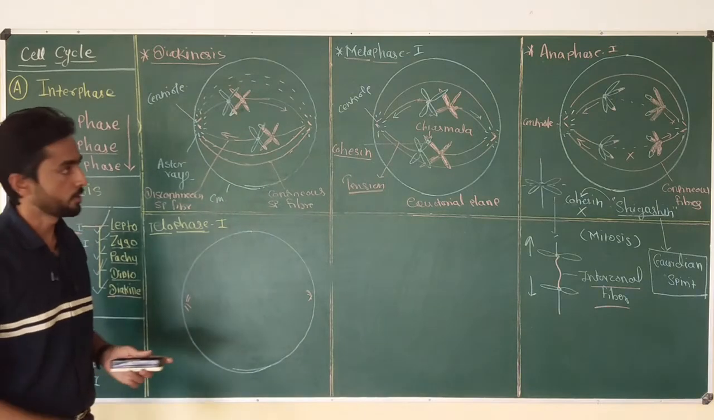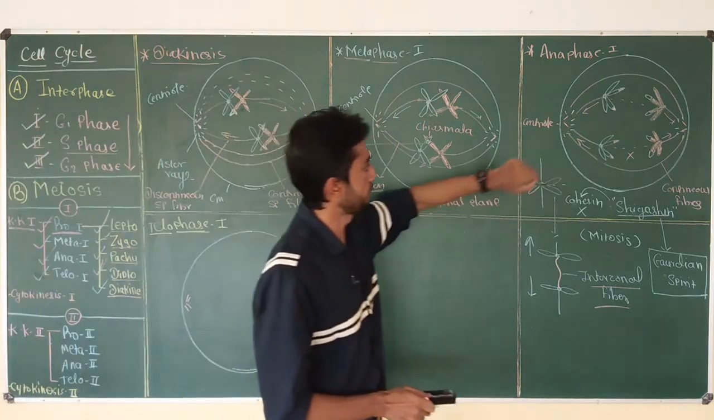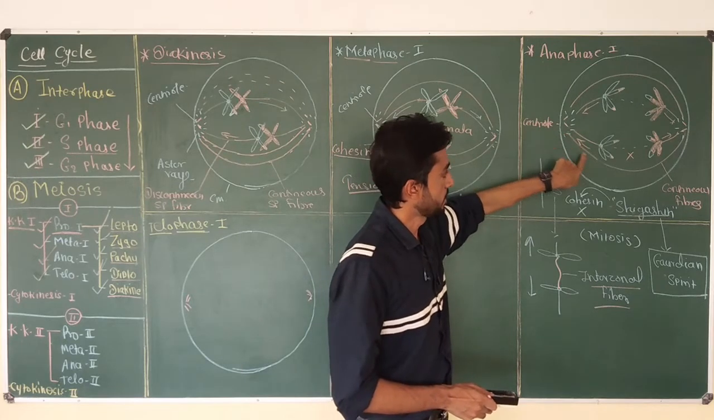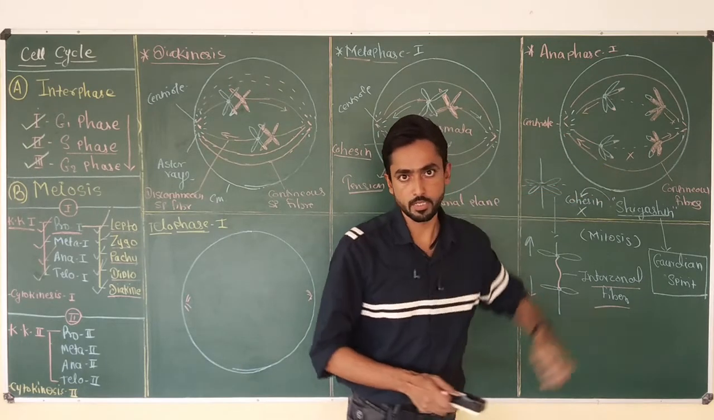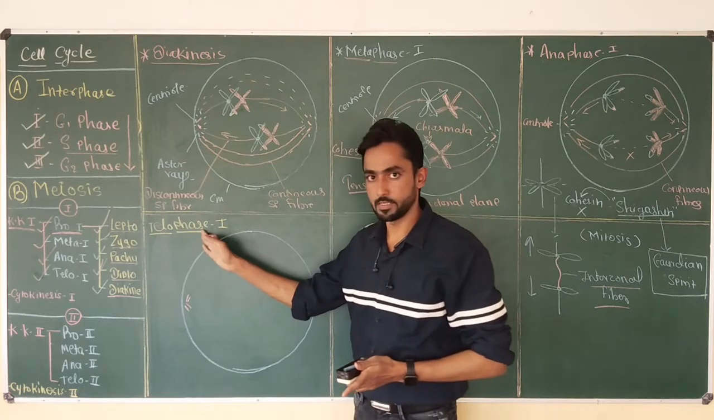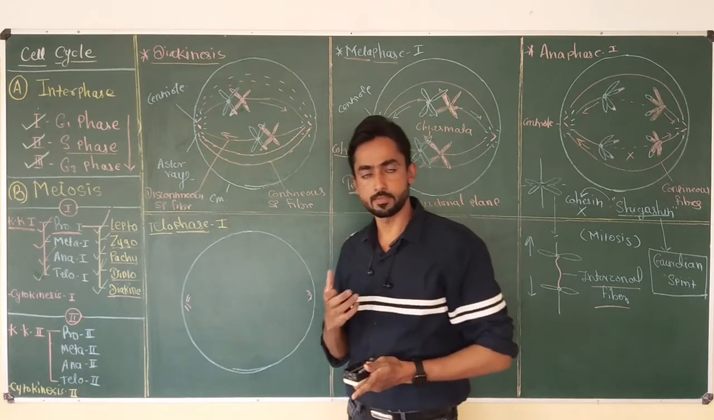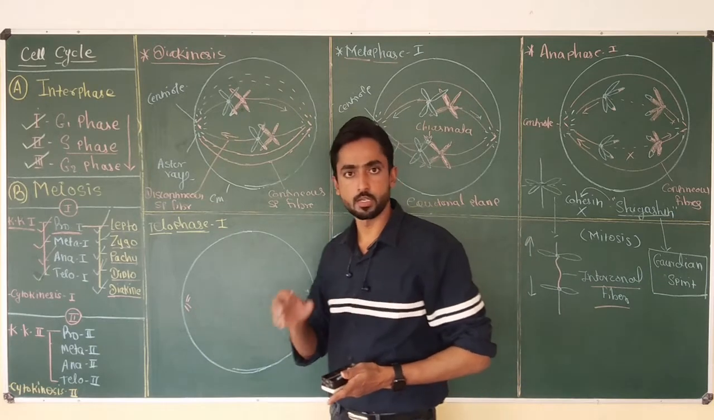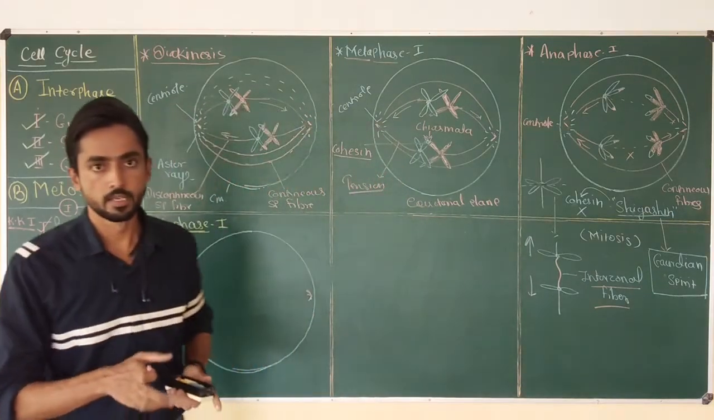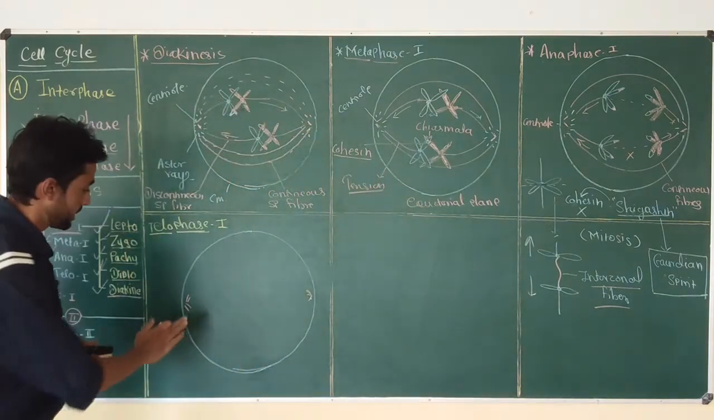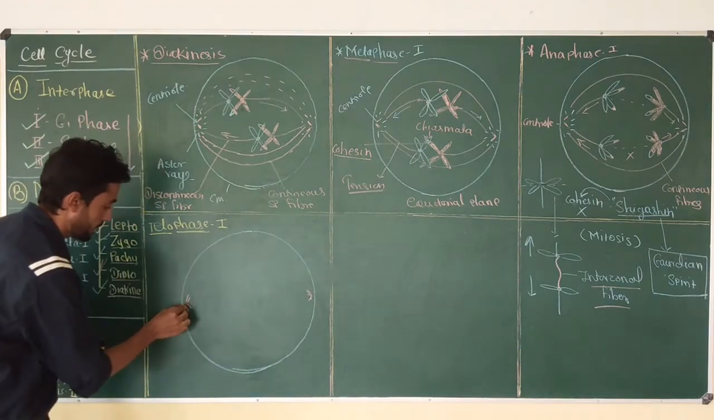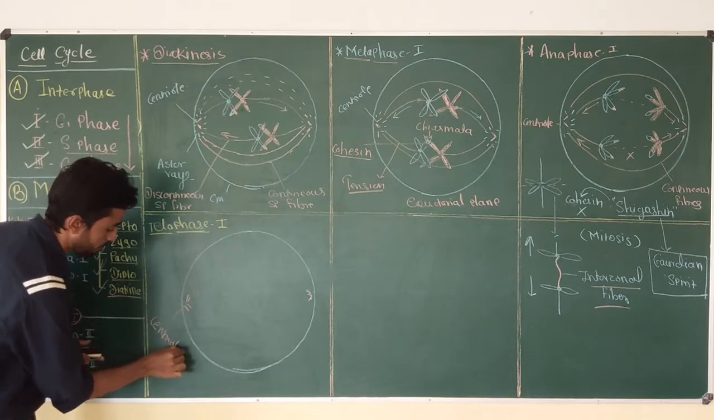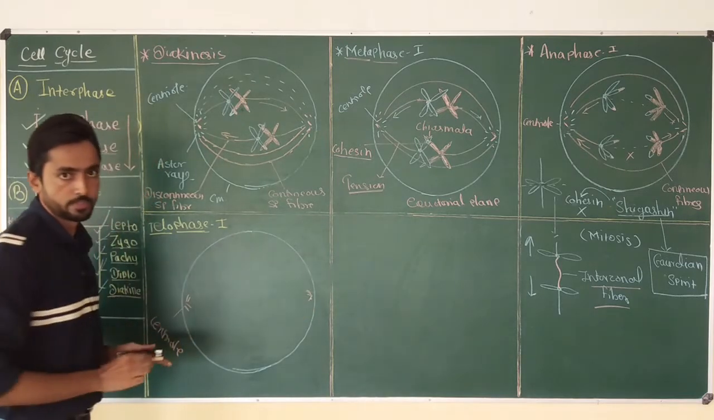spindle fibers. Okay, we know that there are two important types of spindle fibers arising from the centriole, like asters and actual spindle fibers, but in telophase there is no need for these threads or fibers, so the centriole is going to dissociate from the spindle fibers and now the spindle fibers disappear. Okay, the only thing we can see is the centriole at the two poles of the cell.